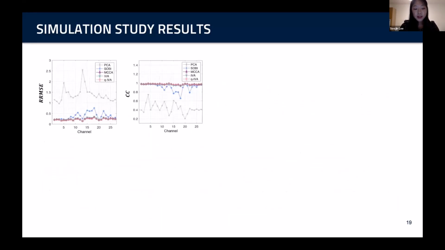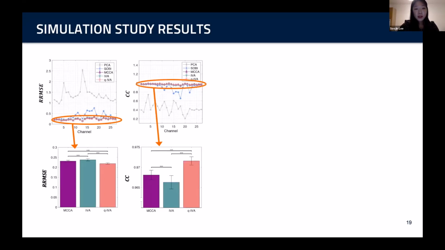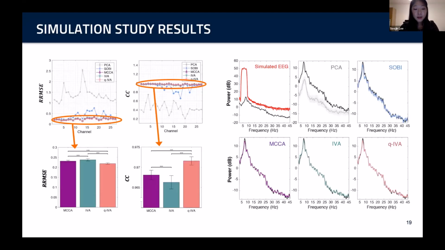The plots here show the quantitative comparisons of the different methods. As you can see, the mean square error and correlation coefficients are much better for the MCCI, IVA, and QIVA methods. And if we look at these 3 methods more closely, we can see that QIVA outperforms the other 2 methods. The next plot compares the ground truth power spectra in black, and the colored lines represent the cleaned EEG data. And we can see that the bottom 3 are pretty much close to the ground truth.